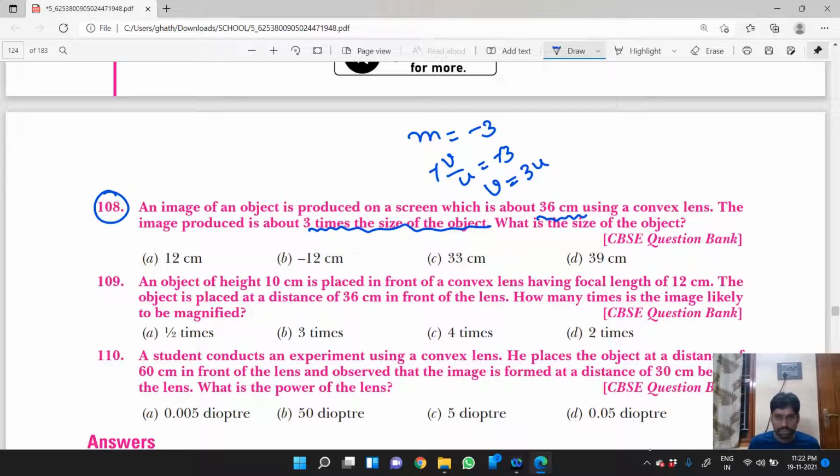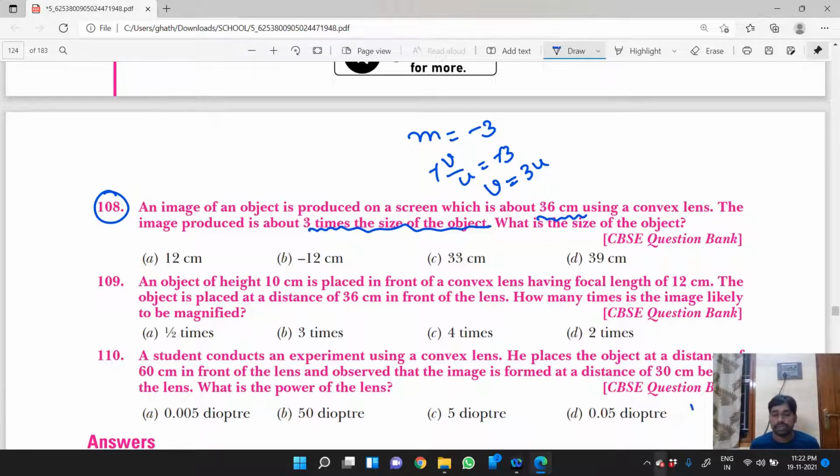So here, an object is produced on a screen about 36 centimeters away using a convex lens, meaning an image is given. Then we have to calculate the size of the object.